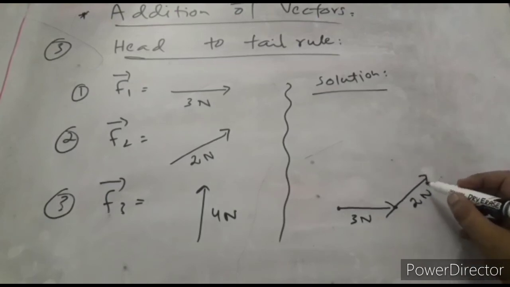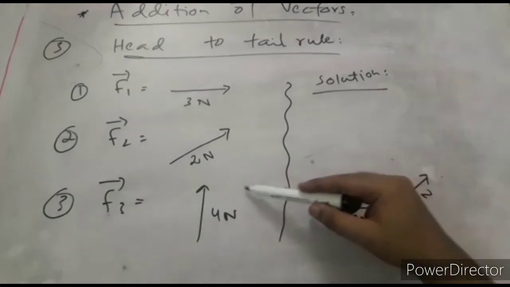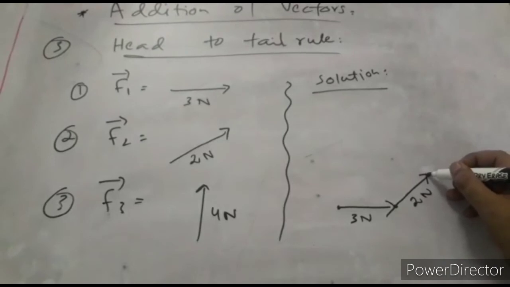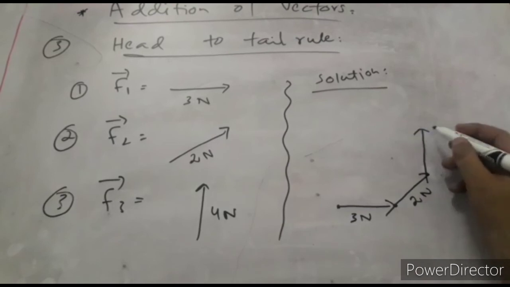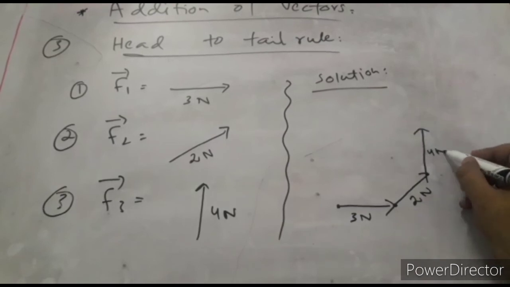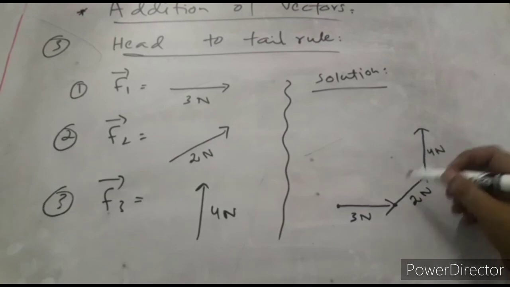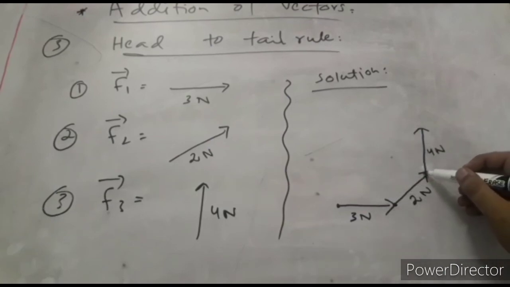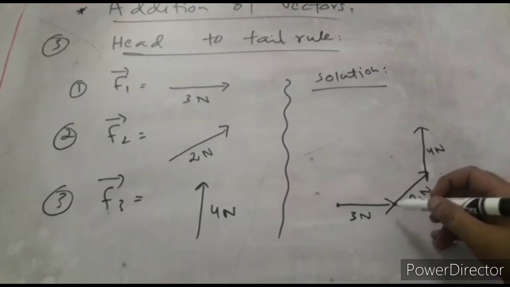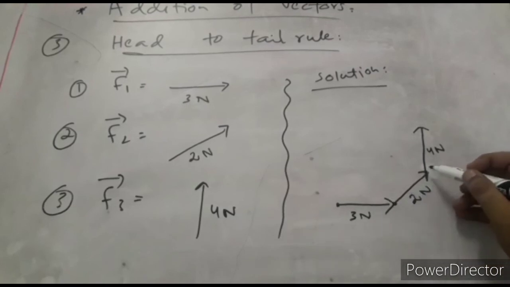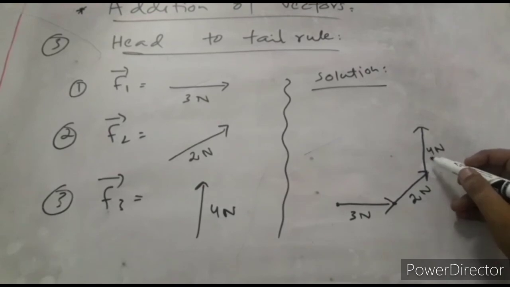Okay, now the same way I will put the tail of the third vector on the head of the second vector over here, and I will draw the third vector like this in the given direction and with the same magnitude. So this way we added these three vectors. The tail of the second vector is added to the head of the first vector. The same way the tail of the third vector is added to the head of the second vector.